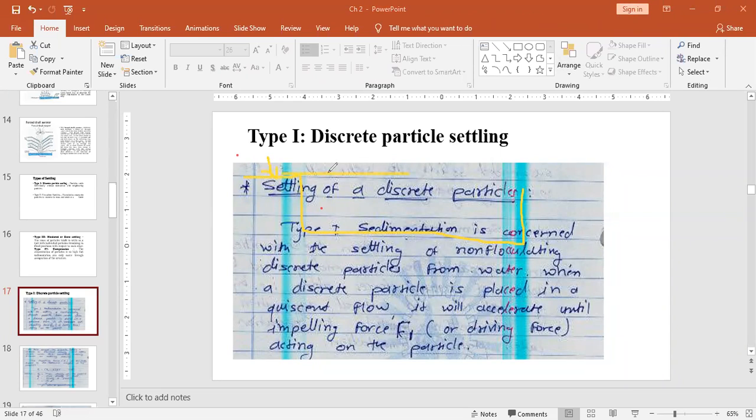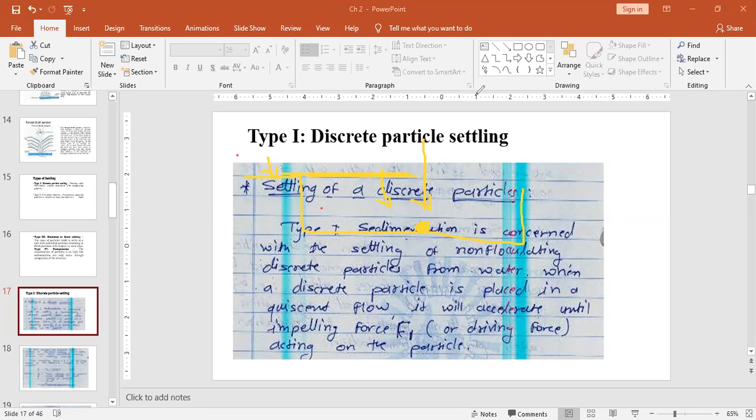When it is moving, it is moving because the impelling force is acting upon that particle. But at the same time, a drag force is also acting, and that drag force makes this particle settle down at the bottom. When the impelling force is equal to the drag force, at this stage the particle attains a uniform terminal velocity, and that terminal velocity is known as the settling velocity, where the particles get settled down at the bottom.